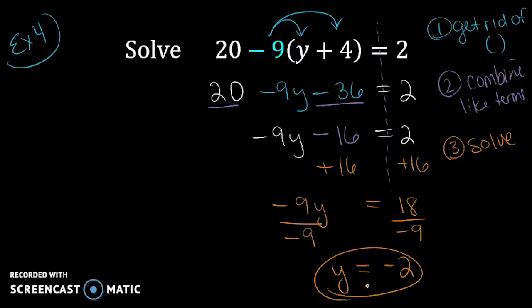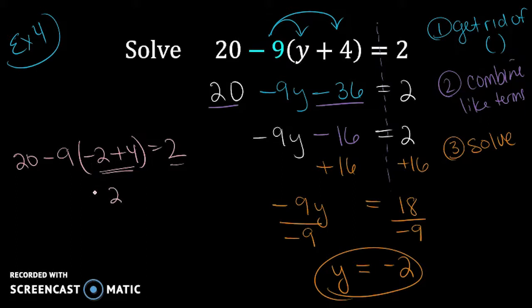Then of course we should go back and check one more time, just to review how to check. Do 20 minus 9. Anywhere I see y, I put in a negative 2. And then make sure that it comes out to be equal to what's on the other side of my equation. So I have 20 minus 9. We could distribute this here, or we can just follow our order of operations, which says do the parentheses first. So negative 2 plus 4 is 2.